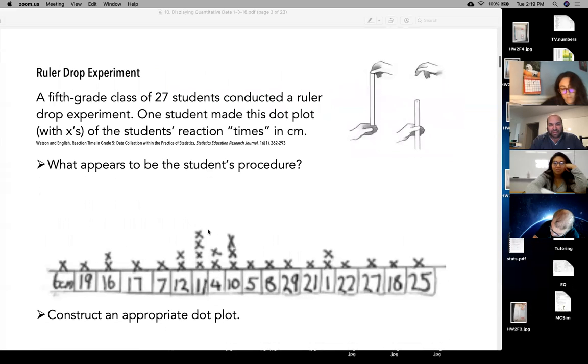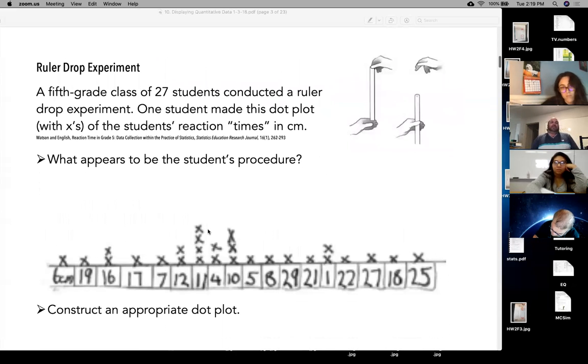So here we have an experiment. It says a fifth grade class of 27 students conducted a ruler drop experiment where you drop the ruler and then you grab onto it and it measures your reaction time, right? The higher up on the ruler you grasp, the better your reaction time. So one student made this dot plot. They used X's instead of dots, which is totally fine. One student made this dot plot of the students' reaction time in centimeters.